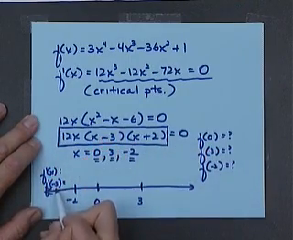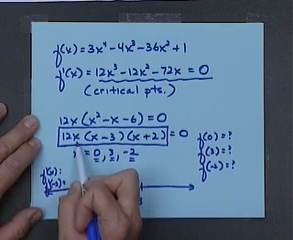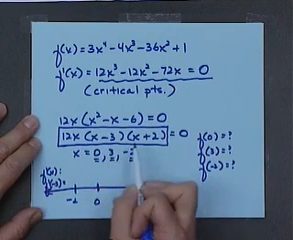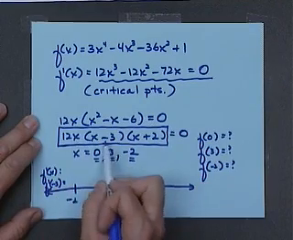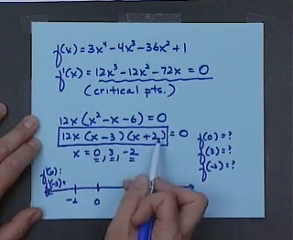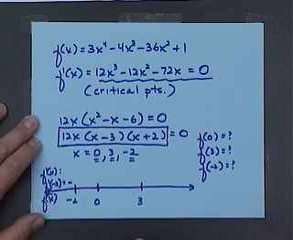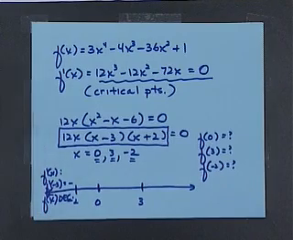So if I put in negative 3, 12 times negative 3 is negative. Negative 3 minus 3 is negative. And negative 3 plus 2 is negative. So did we have 3 negatives, right? What's the product of 3 negatives? Negative. So that means the function itself is doing what there? Decreasing. If the derivative is negative, the function is decreasing.